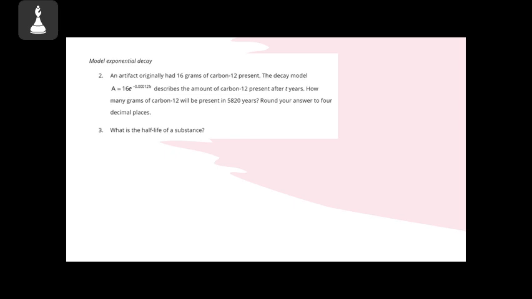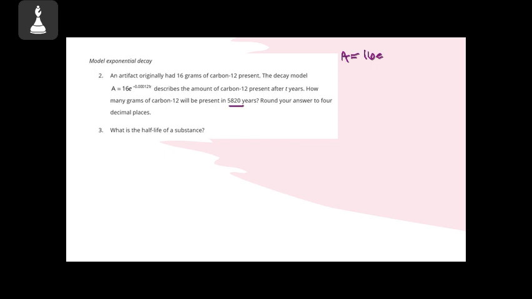So the first thing we need to realize is that this is a decay problem because the rate, or what's in my exponent, is negative. All the other problems we've worked with have had positive exponents and they made the number get larger. So in a decay model, the number is going to get smaller. So for this, we just have to figure out what the answer is when we plug in 5,820 for t.